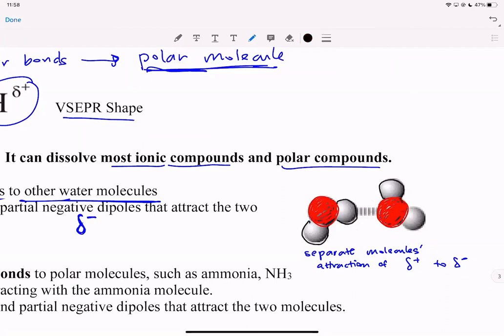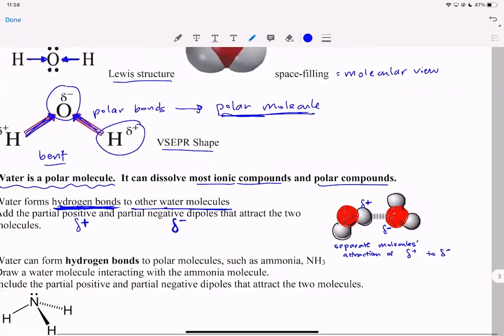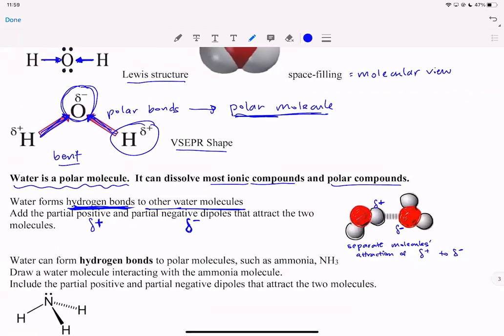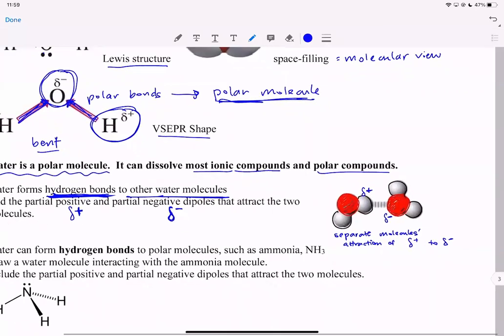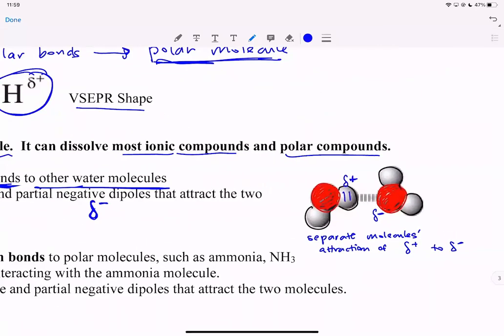Okay, so to orient you and remind you, the hydrogens are the partial positive dipole, and the partial positive is going to be attracted to the oxygen that is the partial negative dipole. And so remember, that's here. Oxygen is the partial negative, hydrogen is the partial positive. Hydrogen is the white, that's this guy, oxygen is the red, that's that guy, but it has to be on two separate molecules.